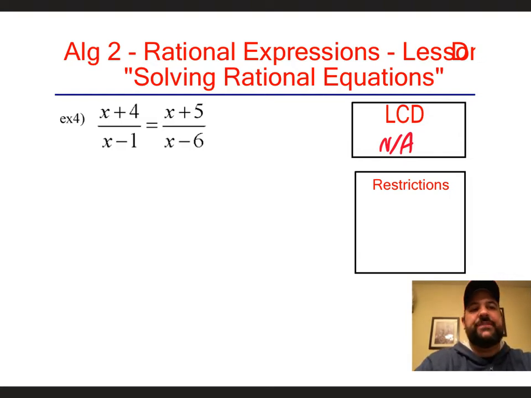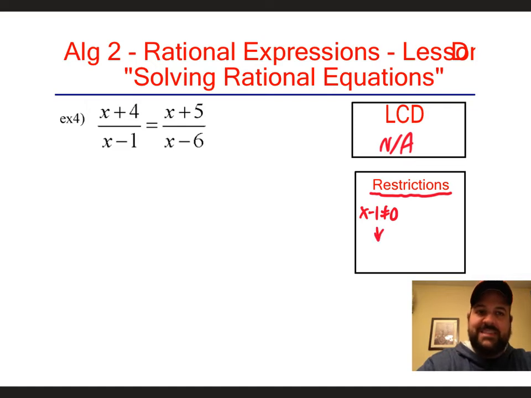My restrictions in this case, here I actually have 2 restrictions. And again, restrictions means focus on the denominators. Take a look at the expressions in the denominators. So one of my restrictions is that x minus 1 can't equal 0. And if that's the case, that means x cannot equal 1. The other restriction comes from the second fraction, which is that x minus 6 can't equal 0, or x cannot equal 6.